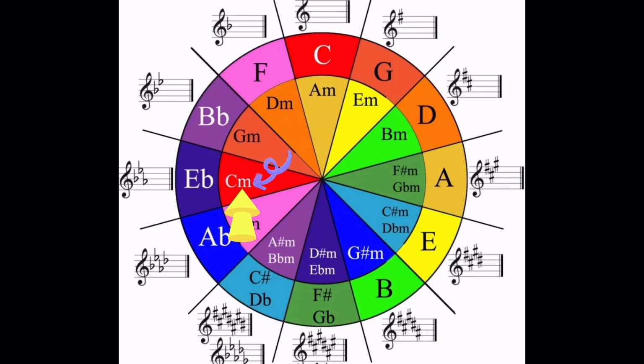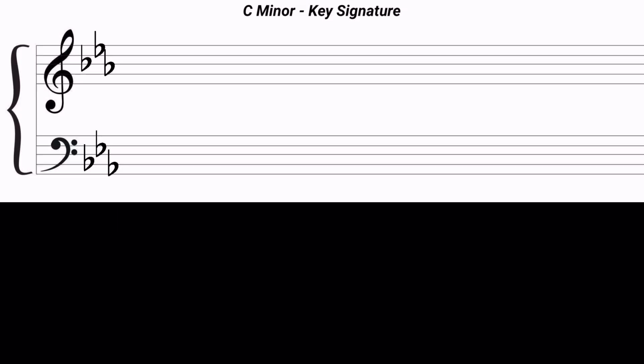Now, the last minor key that we looked at was G minor, so let's travel down our circle of fifths to the next stop at C minor. First, let's take a look at the key signature.